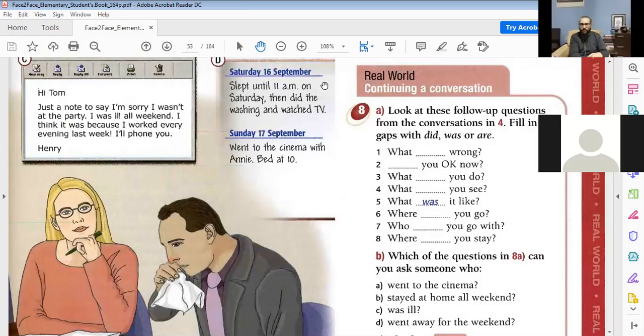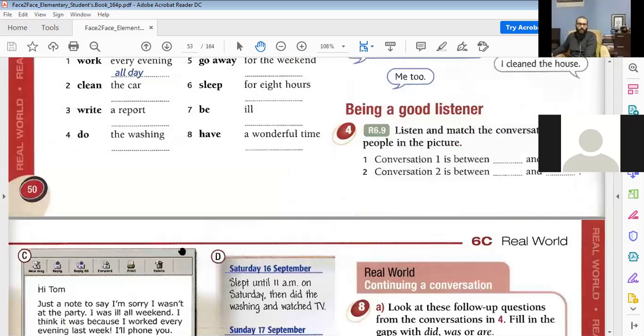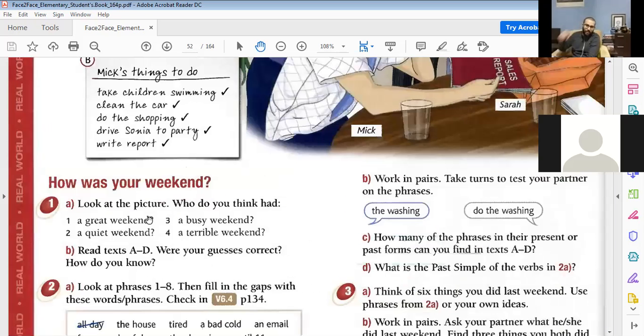Sunday, 17 September, went to the cinema with Anna, bed at 10.